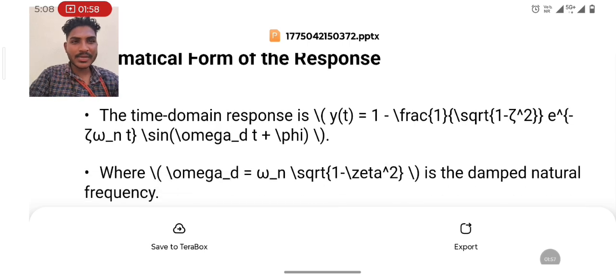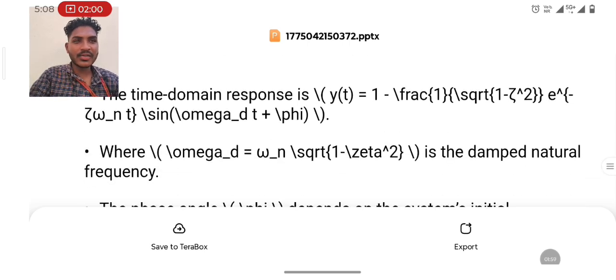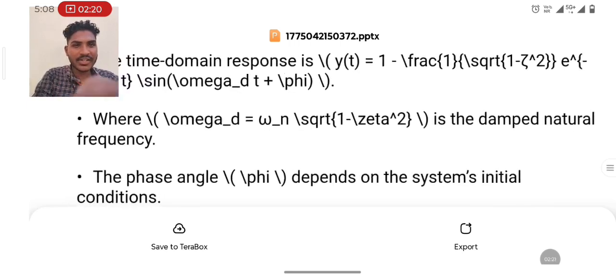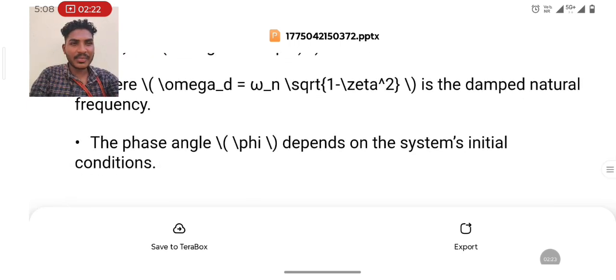Mathematical form of the response. The time domain response is y(t) equals 1 minus e to the power of minus ζωn t, times a sinusoidal term, for the underdamped case, where ωd is the damped natural frequency. Here we can see in the 7th slide, this is the damped natural frequency. The phase angle depends on the system's initial conditions.